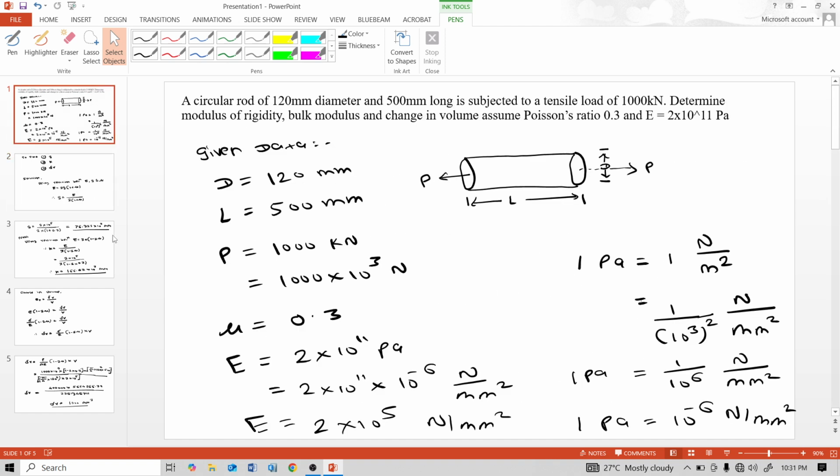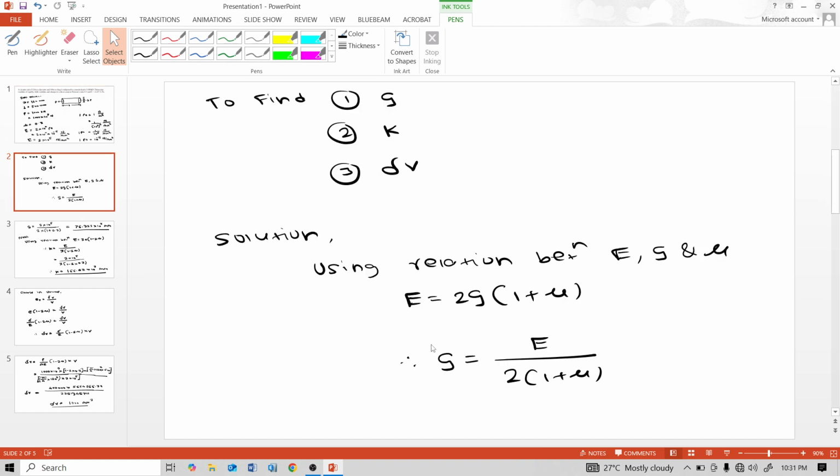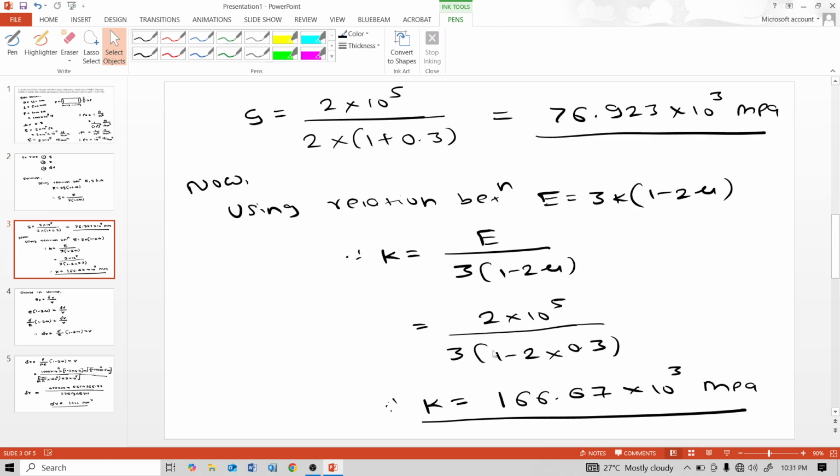Young's modulus is 2 into 10 raised to 5. Shear modulus is the lowest value, Young's modulus is the highest value, and this K, bulk modulus, is in between these values.